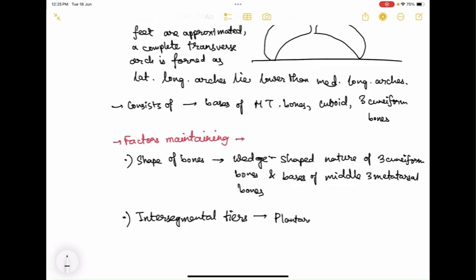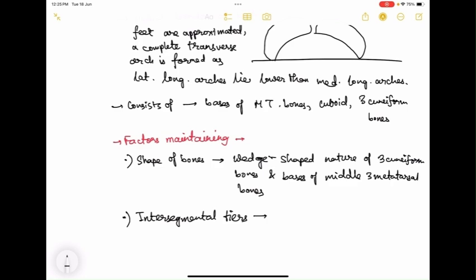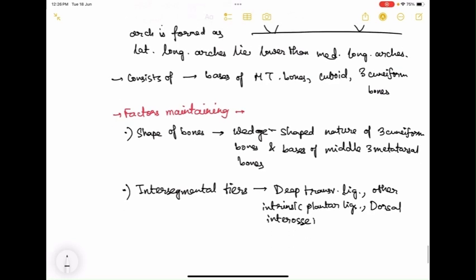Plantar surfaces. You don't need to go into much detail into this. Yeah, let's just write it like this. Deep transverse ligaments, other intrinsic plantar ligaments, dorsal interossei, oblique and transverse heads of adductor hallucis muscles. Wonderful.